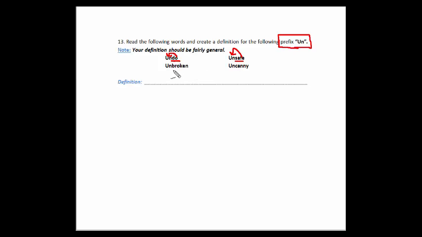Broken, it's unbroken. When something is broken, it's wrecked. When it's unbroken, it is not wrecked. UN means you're going to do the opposite. It's like a flip-flopper. Flip it around. Canny, uncanny, makes something the opposite of canny. Here, UN is going to make something opposite of what you see the root word is doing.